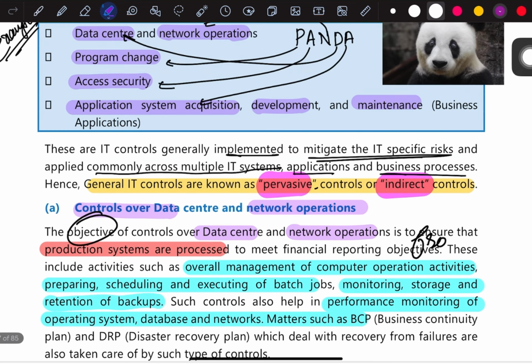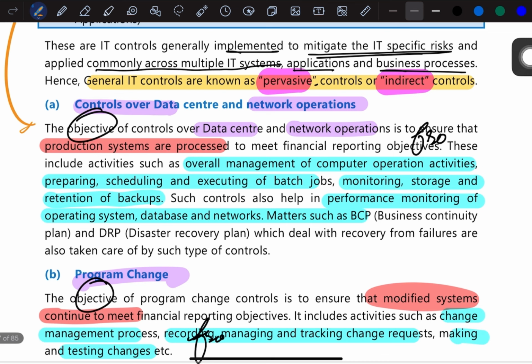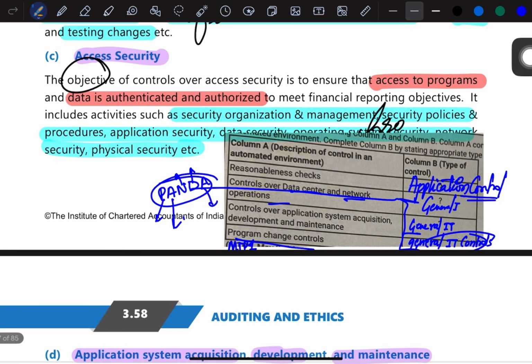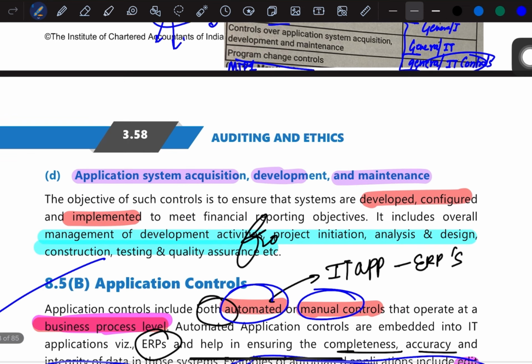Basically, in general IT controls, we have 4 types of controls, and these 4 types of controls are defined as under here. In each type of these controls, we have activities. For program changes, we have a few activities. For access security, we have a few activities. And also for application system acquisition, development, and maintenance, we have a few types of activities.